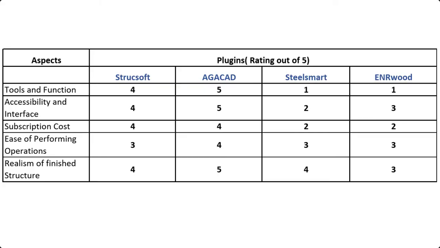Here comes a deeper comparison of these four extensions in the form of a table with some points out of 5. In the end, I'll say even the worst extension for timber framing in Revit is better than doing it manually. Extensions like SteelSmart and EnrWood could be very useful in addition to the manual approach. As for other extensions like AGACAD and StructSoft, it goes without saying that they could and should exist separately, as it is a full-fledged way of solving any timber and steel framing issue in BIM.